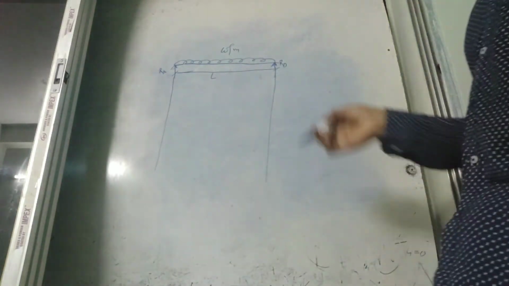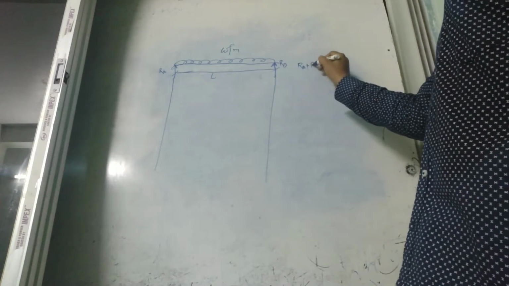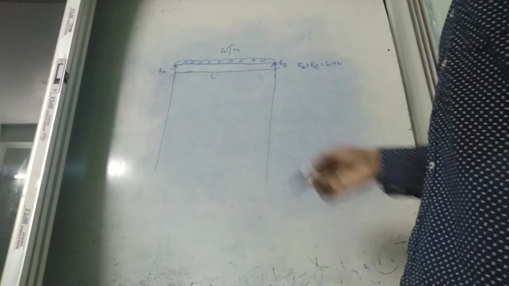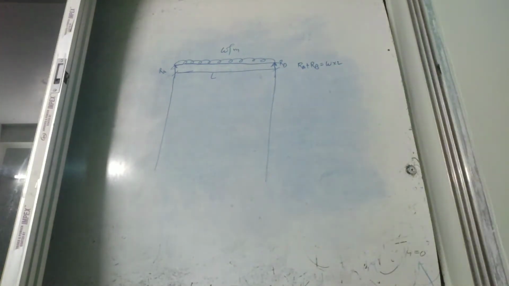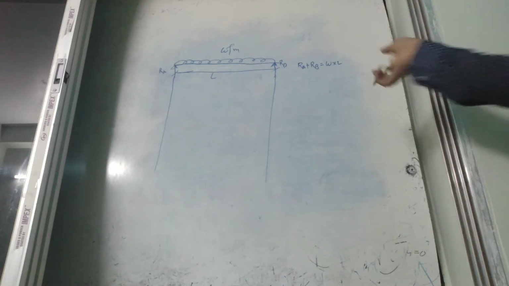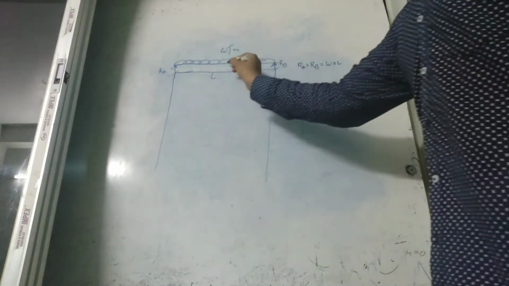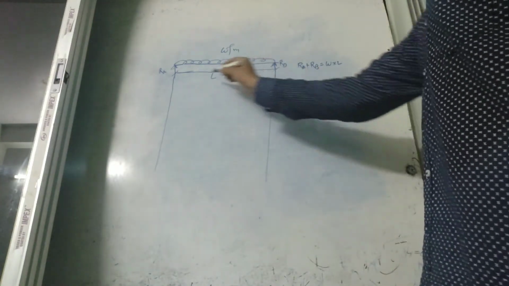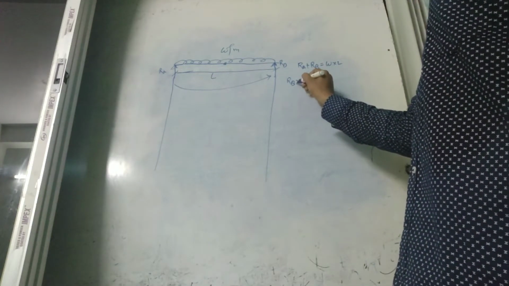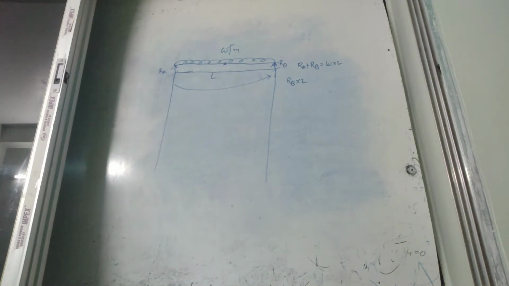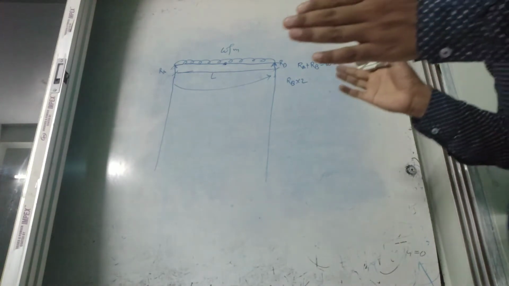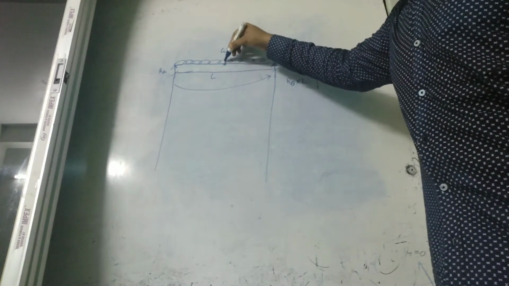We have reactions RA and RB. We have W per meter and total length L, so the total load is W into L. If the UDL totally covers the beam, the load is automatically divided in half. Now taking moments, RB acts anticlockwise with the length L, as RB into L, and the UDL acts at the middle point of the total portion.